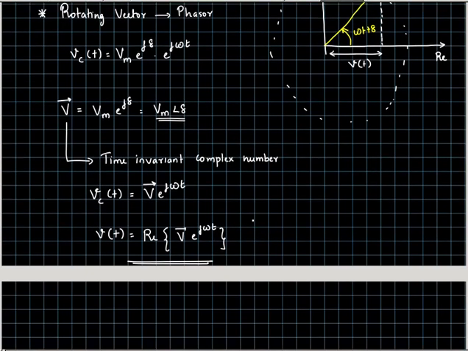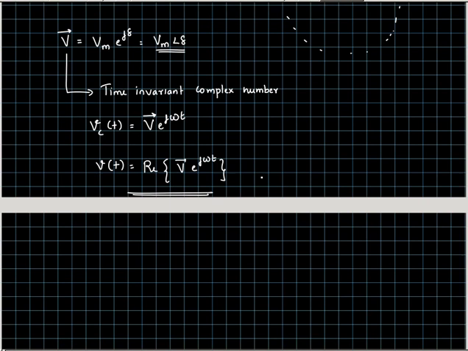Right. So, what we have essentially done is we have reduced the representation of a sinusoidal signal to a simple time invariant complex number form, and this should give us some convenience in dealing with sinusoidal quantities. So, let us start by looking at how this notation would be helpful when working with sinusoidal quantities.